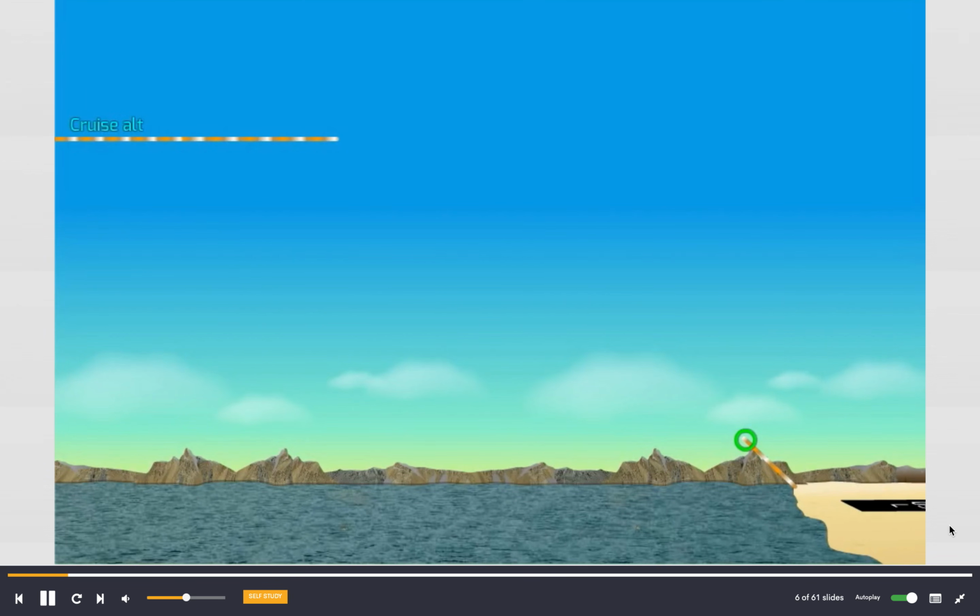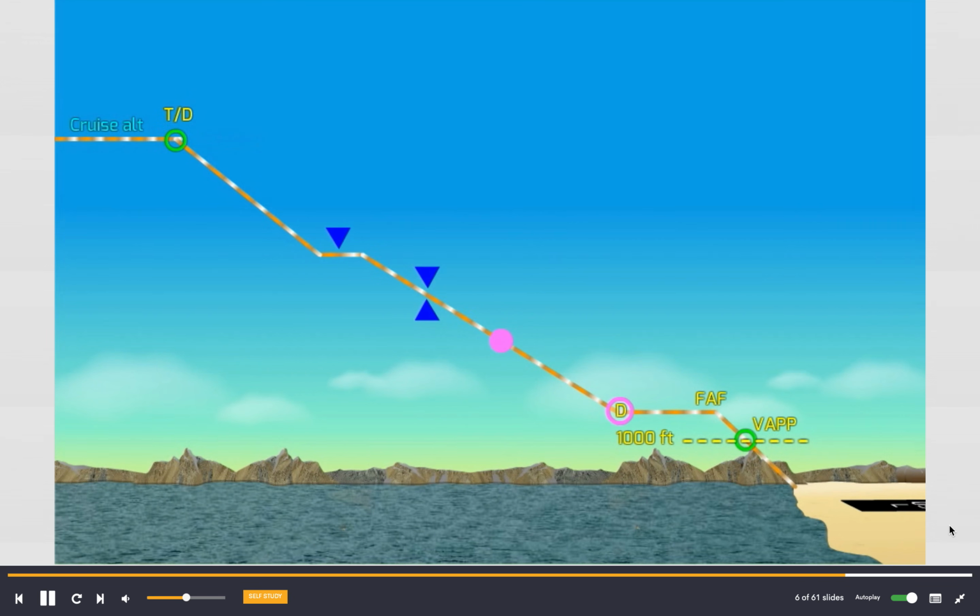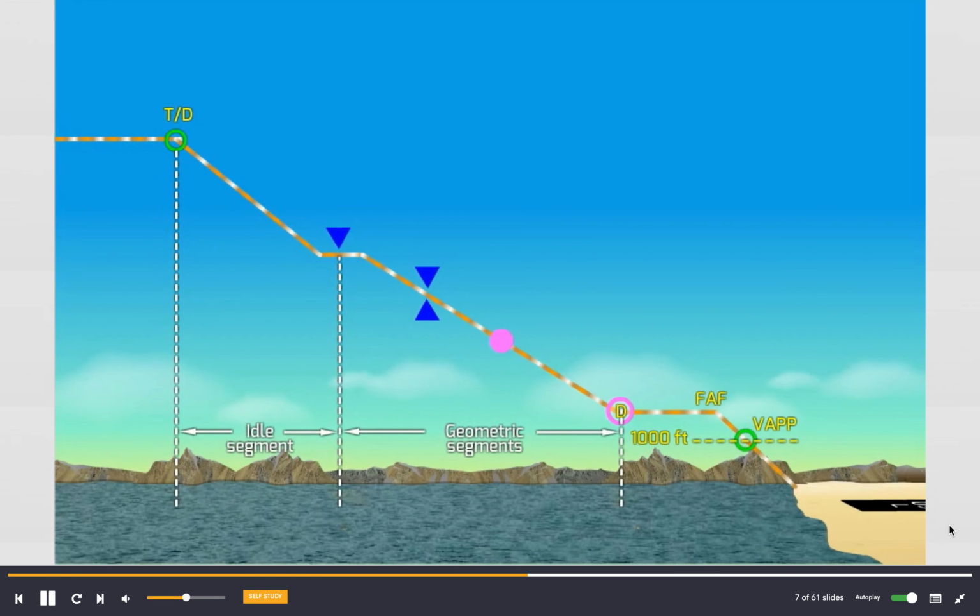The FMS constructs the descent path backwards, beginning from a position 1,000 feet on the final approach with speed at V approach. It then computes the top of descent by taking into account any descent speed and altitude constraints, and assuming that managed speed is used. The initial segment of the descent is the idle segment, until the first altitude constraint is reached. Subsequent segments are the geometric paths, which are typically shallower and non-idle descent paths.